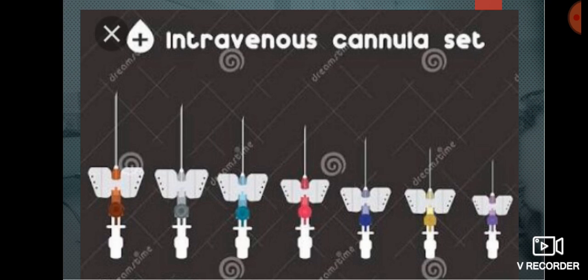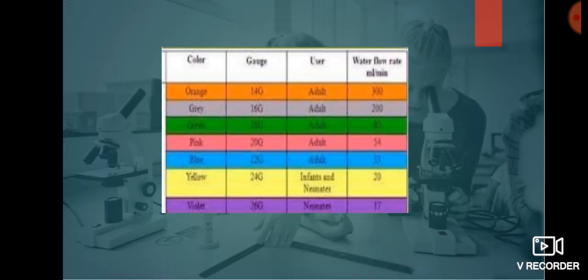Pink is 20 gauge, used for adults, with a flow of 60 ml per minute. Blue is 22 gauge, used for adults, with a flow of 36 ml per minute. Yellow is 24 gauge, used for infants and neonates, with a flow of 20 ml per minute. Violet is 26 gauge, for neonates, with a flow rate of 30 ml per minute.